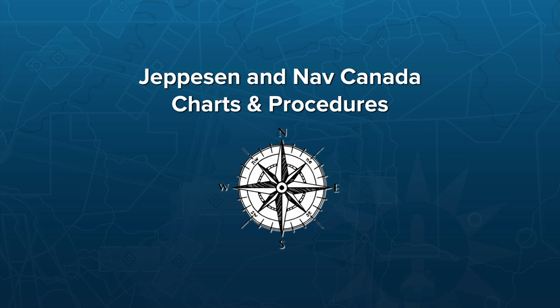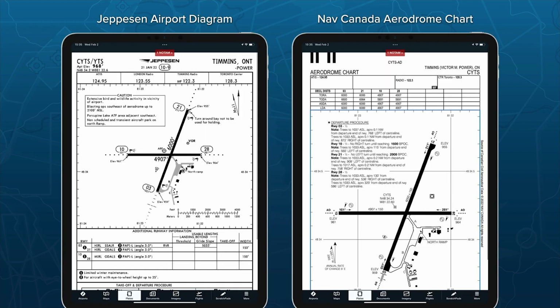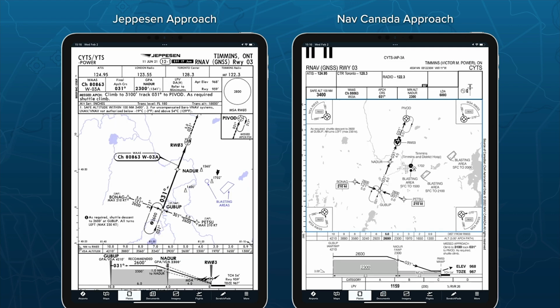So let's take a look at some of those just to see some of the differences and similarities. On the left, we've got a Jeppesen airport diagram for Timmins, and then on the right, the Nav Canada aerodrome chart for Timmins. So a lot of similarities here. You can see the same information. It's just presented in a different format. We have a Jeppesen approach plate for Timmins, the same runway. This is the RNAV runway 03, and the Nav Canada approach, same for the RNAV runway 03 at Timmins. And again, you can see that the same information is on both procedures.